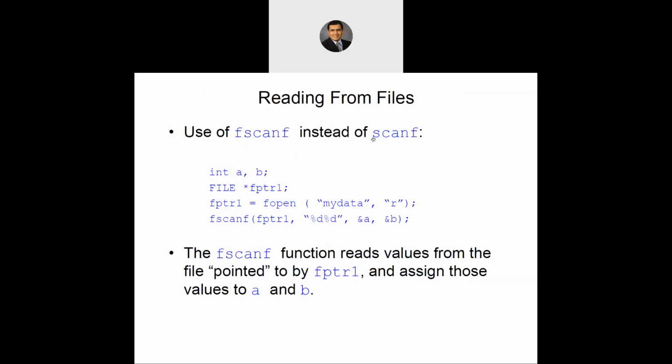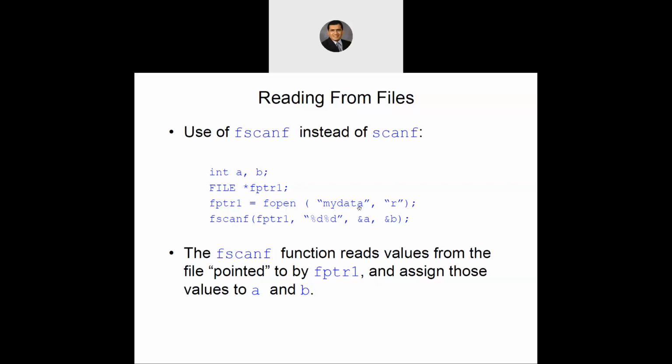When you read from the keyboard, you use scanf. When you read from a file, you use fscanf. Okay? For example, over here, what I'm doing, I'm reading from a file. I'm creating two variables, A and B. I'm creating a file pointer known as fptr1. And then I'm saying, open mydata in the read mode. And now I want you to read. You see, fscanf, that means read from a file, associating with the file pointer. This file pointer is associated with mydata. So it will read mydata.